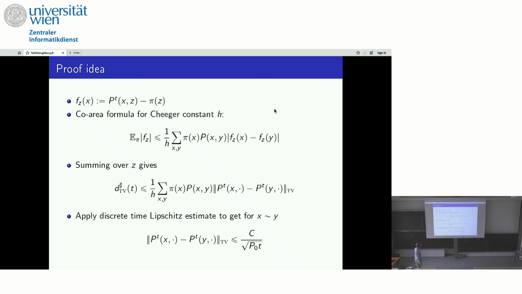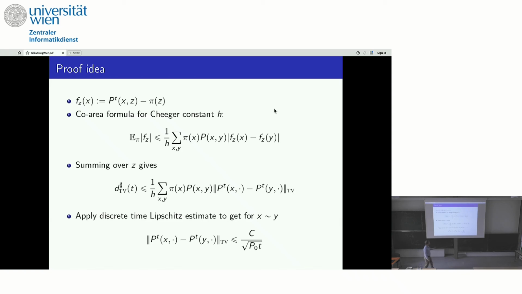Now the proof idea is again very simple. You consider the sum in the first display, and you make it a double sum by also summing it over Z. If you consider just the first summation, then you see the Cheeger constant popping up from the co-area formula. And if you do just the second summation, then you can plug in the gradient estimate.